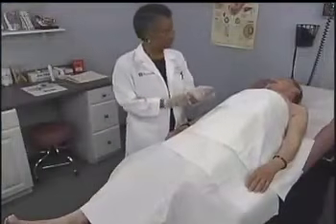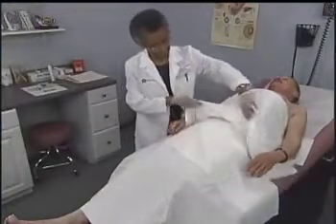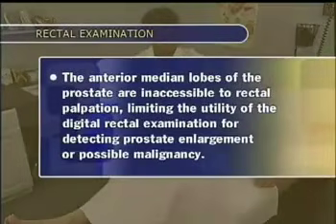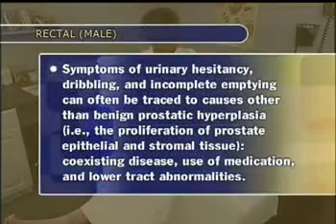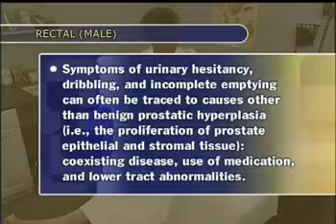When examining older men, pay special attention to any rectal masses and any nodularity or masses of the prostate. The anterior median lobes of the prostate are inaccessible to rectal palpation, limiting the utility of digital rectal examination for detecting prostate enlargement or possible malignancy. Keep in mind that symptoms of urinary hesitancy, dribbling, and incomplete emptying can often be traced to causes other than benign prostatic hyperplasia, which is the proliferation of prostate epithelial and stromal tissue. These other causes include coexisting disease, use of medication, and lower tract abnormalities.